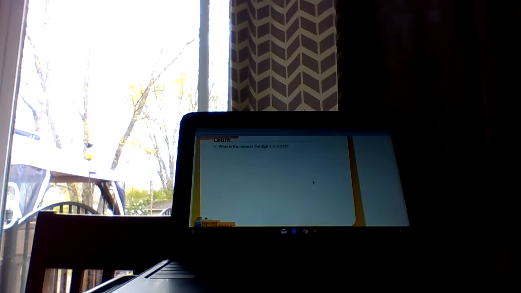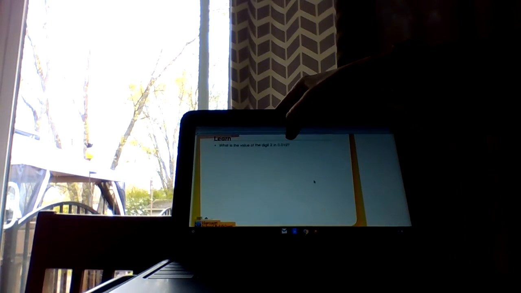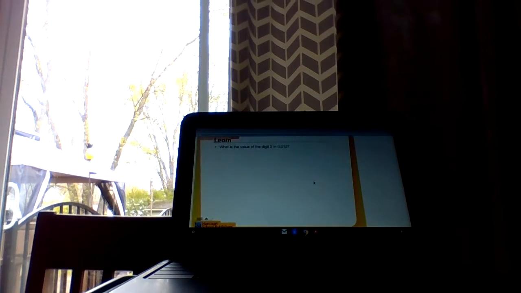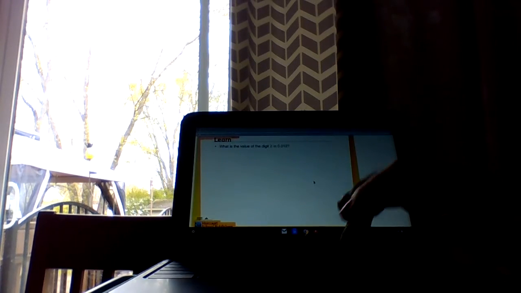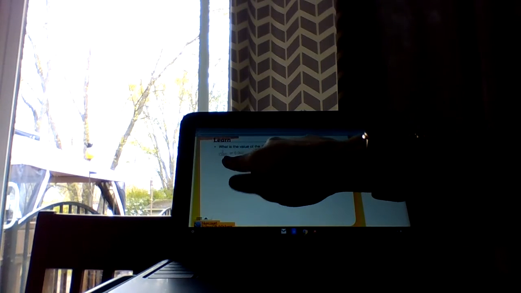What's the value of the digit 2? Well, let's read this number. Nothing in the tenths place, but there's a 12 thousandths. So what's the value of that 2? Right, it's 2 thousandths. And you can write it, look at that fraction, that's crazy. 2 over 1,000 or 2 thousandths.